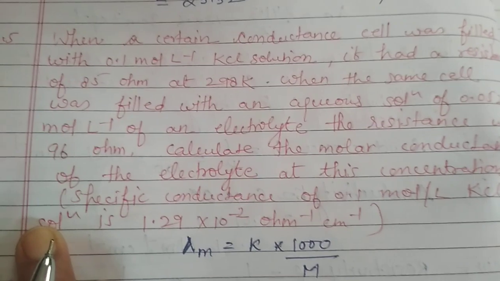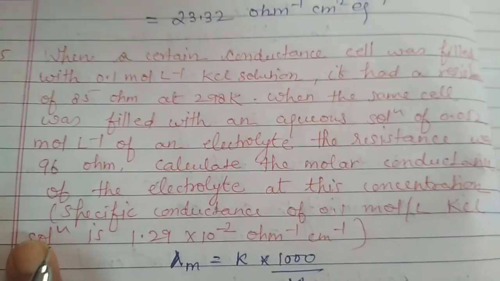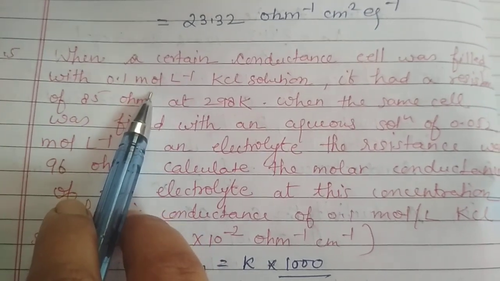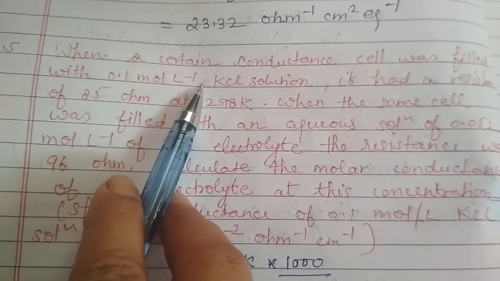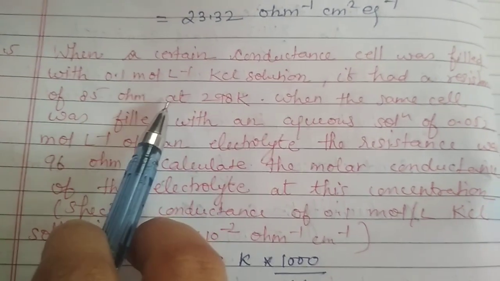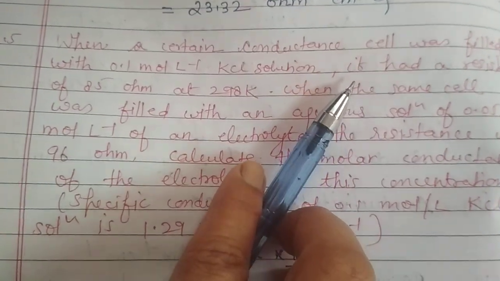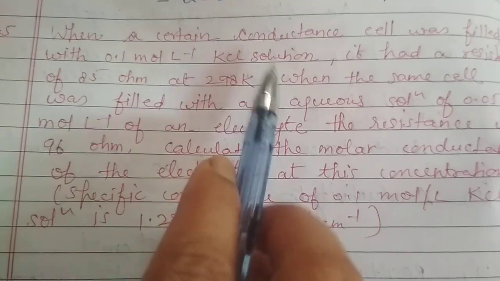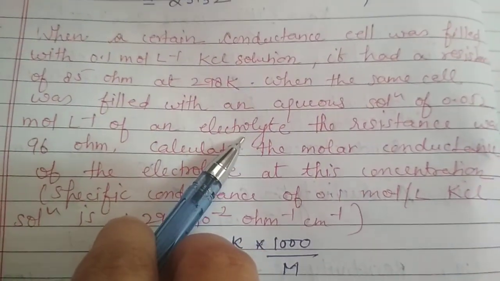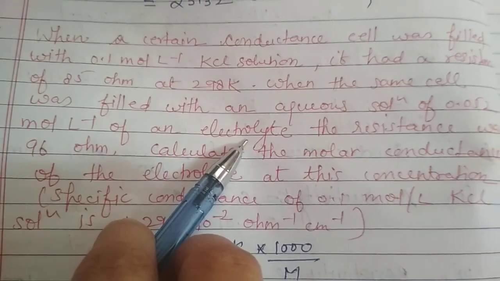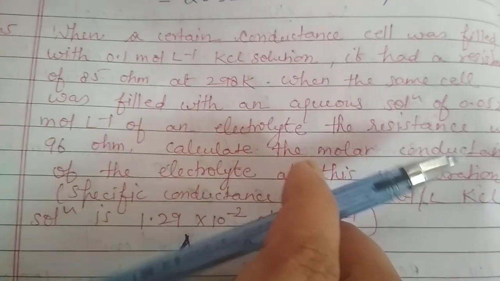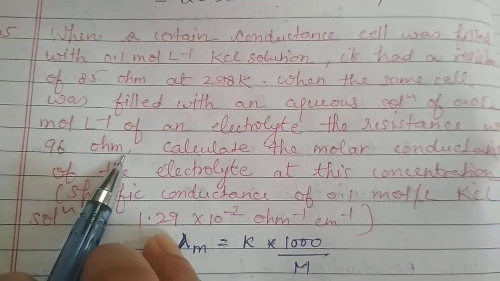Now let's understand the question. Very simple. What you have been given? For a particular molarity KCl solution, you have been given the resistance. Then again for the same cell, now it has been filled with an aqueous solution of different molarity of an electrolyte. Whether it is the same electrolyte or a different electrolyte, it has been done in the same cell. Now the resistance for that molarity has been changed.